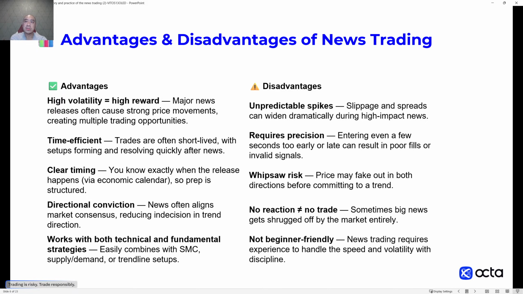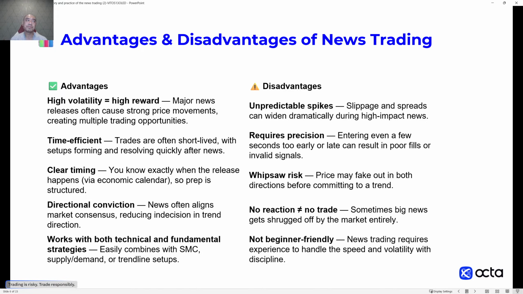All right. So sometimes you get big news like that getting struck off by the market entirely, depending on the context of the market, whether or not that data is actually very important, or there's other things that would take place or would replace the importance of that data.